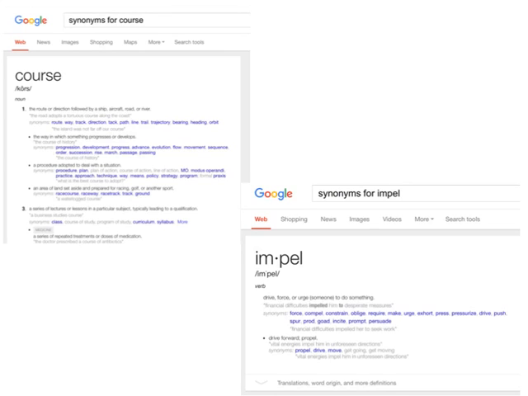So now I've gone into Google and I've looked up synonyms for these 2 words. And now that I've looked them up, I have to make a quick decision as to which word I think is going to be the best synonym. So for course, I realize that they mean the second definition here, like the progression or development. I'm going to use this word order right here that I just highlighted in yellow. For impel, I'm going to use the first definition right here, force, because that makes the most sense.